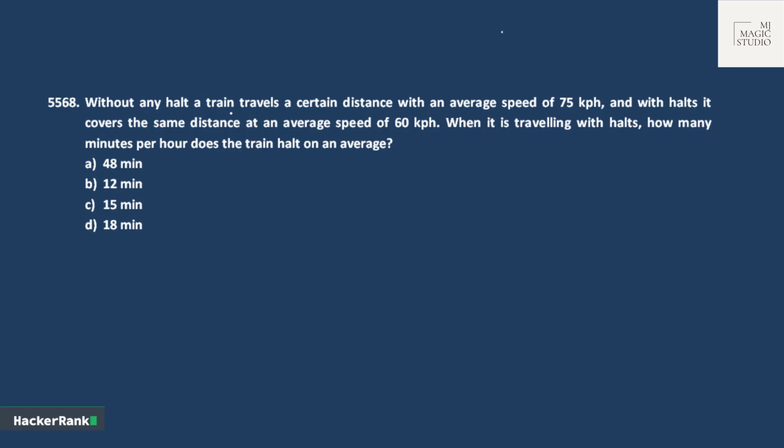Without any halt, a train travels a certain distance with an average speed of 75 kph. And with halts, it covers the same distance at an average speed of 60 kph. When it is traveling with halts, how many minutes per hour does the train halt on an average? It's a regularly asked question. Let the distance this train need to travel is, with the help of the first speed, 75 kilometers. So without halt, the train will take 1 hour to reach destination.